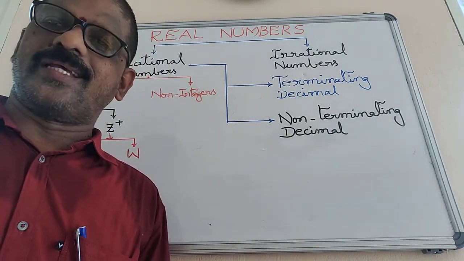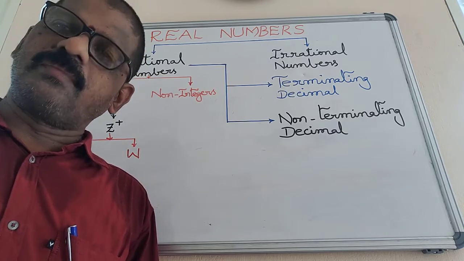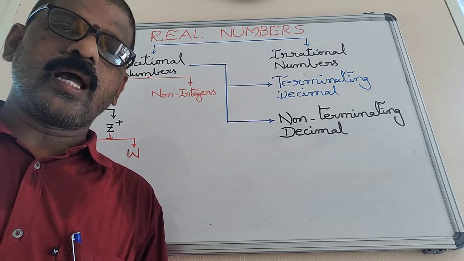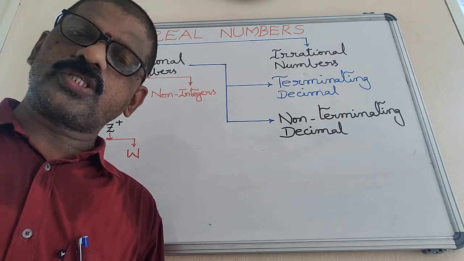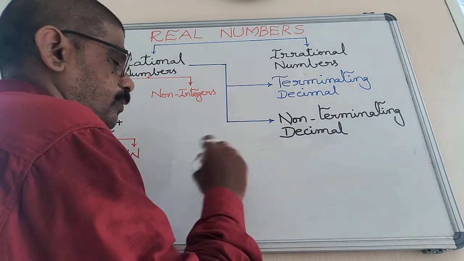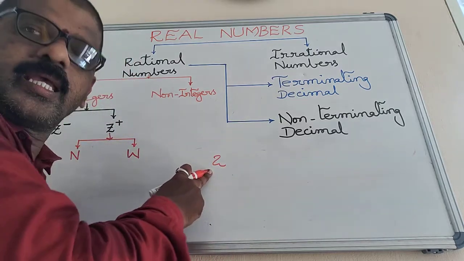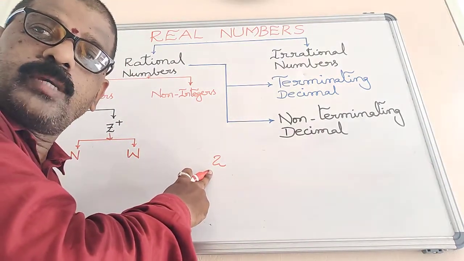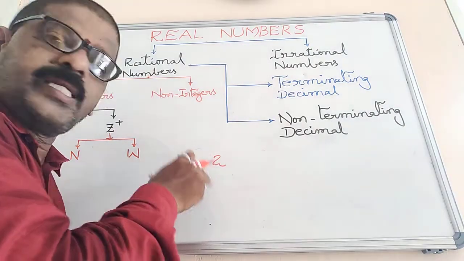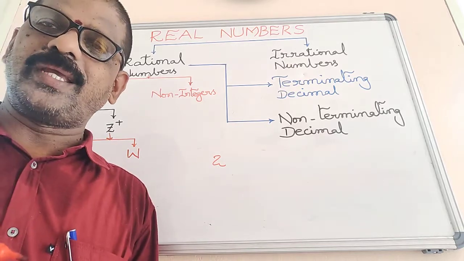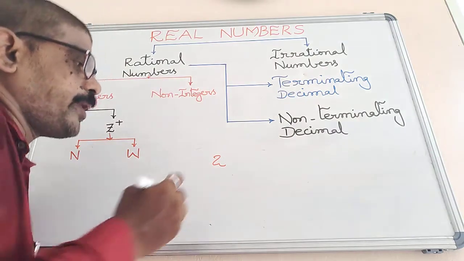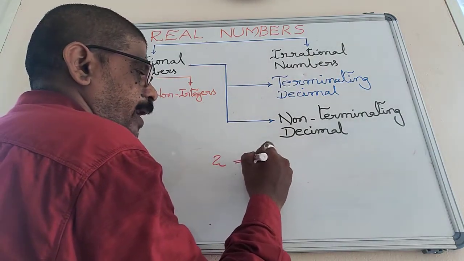Already told integers. Non-integers means those must be in a fractional form, either positive or negative. Clear? For example, let it be 2. 2 is a positive natural number and whole number and also an integer. But is 2 an integer or non-integer? Clear? For example, 2 can be written as 2 by 1.